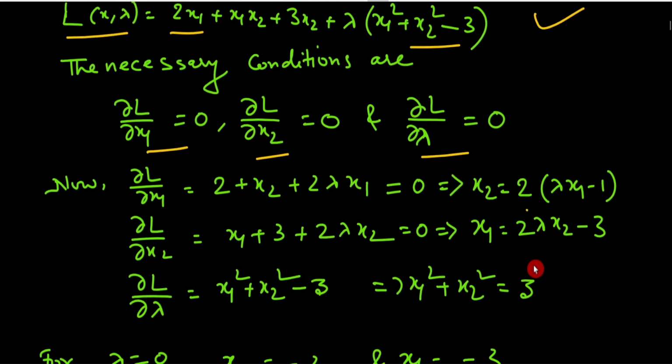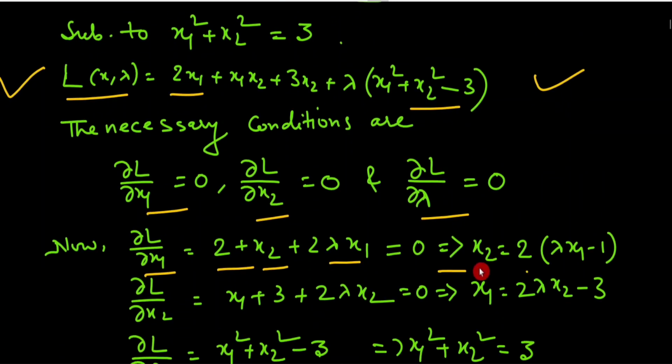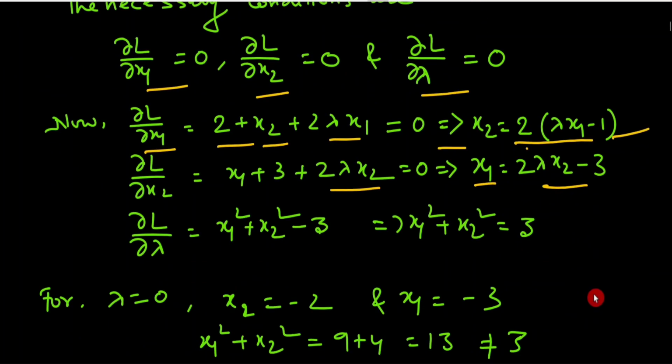Now del L del x1 equal to 0 gives 2 plus x2 plus 2 lambda x1 from this L. This is equal to 0, which implies x2 equals 2 lambda x1 minus 1. And del L del x2 equal to 0 gives x1 equals 2 lambda x2 minus 3. Now del L del lambda equals x1 square plus x2 square minus 3, which implies x1 square plus x2 square equal to 3.